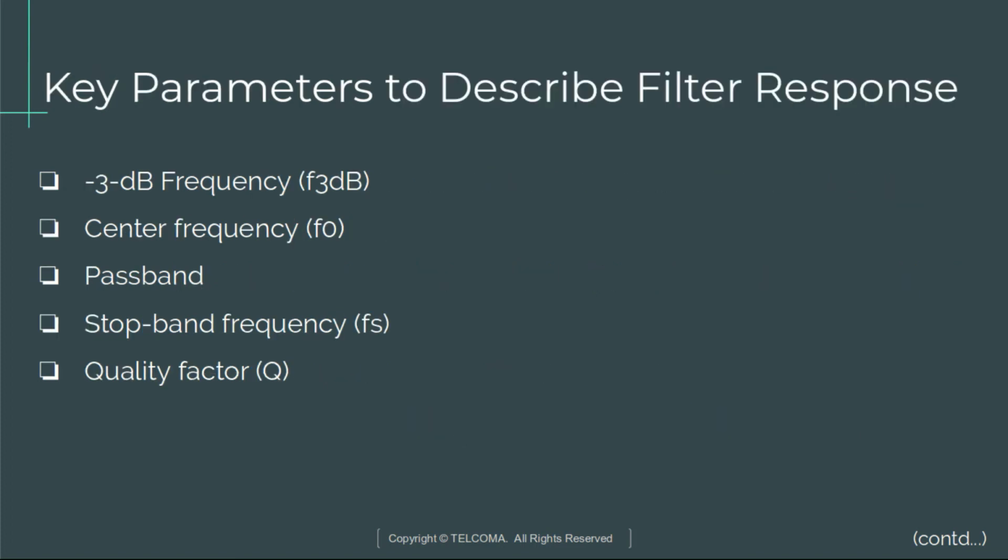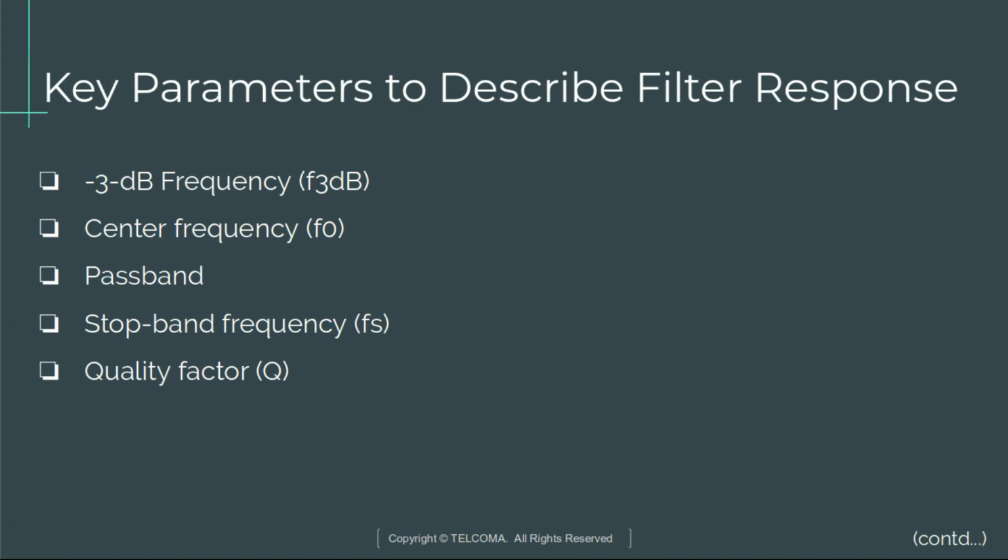Next is key parameters to describe filter response. Minus 3 dB frequency, that is denoted by F3dB. This represents the input frequency that causes the output signal to drop to minus 3 dB relative to the input signal. The minus 3 dB frequency is equivalent to the cutoff frequency, the point where the input to output power is reduced by 1/2, or the point where the input to output voltage is reduced to 1/√2.